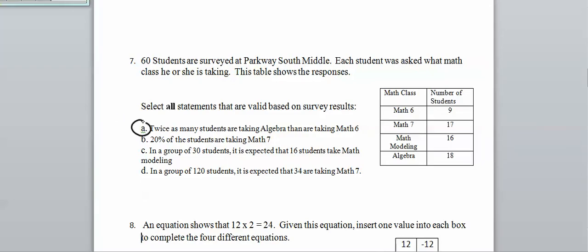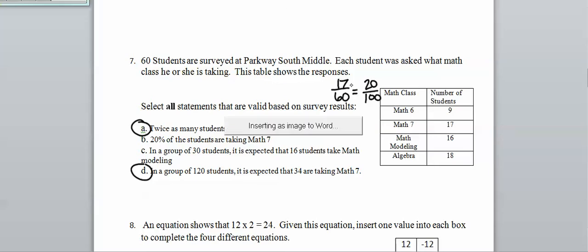In this one, your answers are A and D, because twice as many students are taking algebra. Algebra is 18, Math 6 is 9. If you double Math 6, you get that one. 20% of the students are taking Math 7. Well, 17 out of 60 is not 20 out of 100. So that's why that one doesn't work.